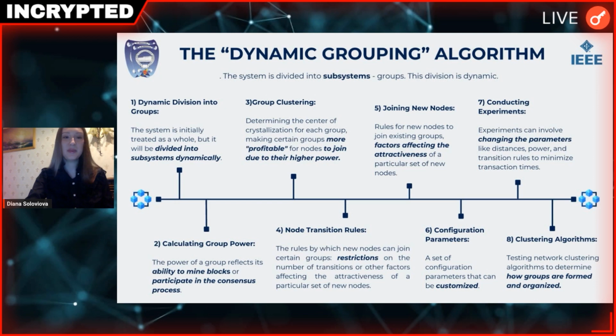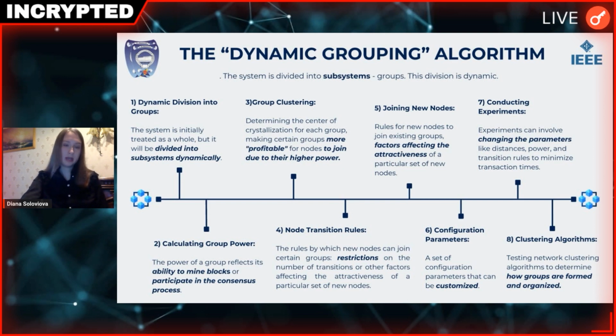The second step is calculating group power. The power of a group reflects its ability to mine blocks and participate in the consensus process. The next step is determining the center of crystallization for each group, making certain groups more profitable for nodes to join due to their high power.